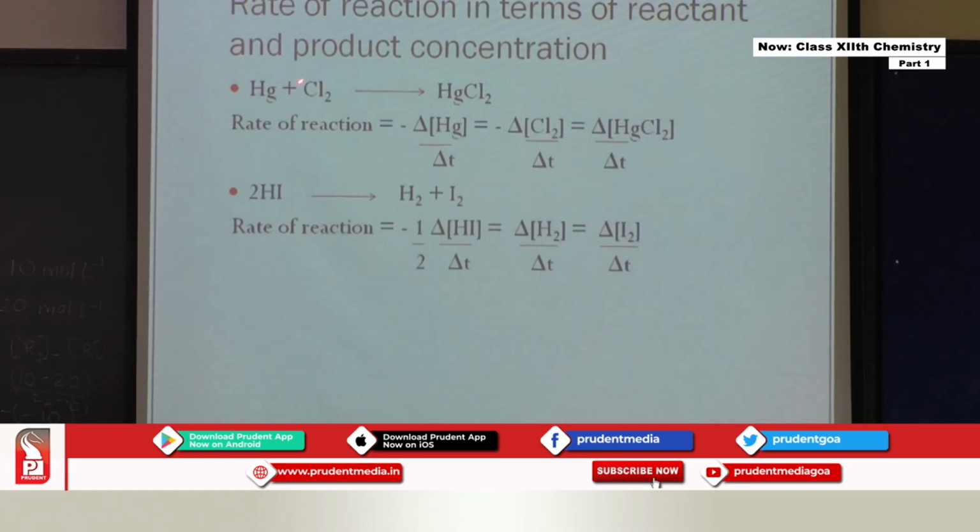Every time 1 mole of mercury and chlorine disappear, there will be 1 mole of mercury chloride appearing at the same time. Okay, so that's how you write down the rate of the reaction with respect to different reactants and products.